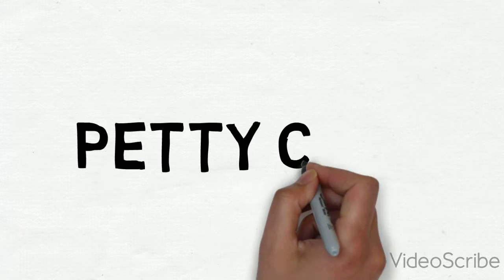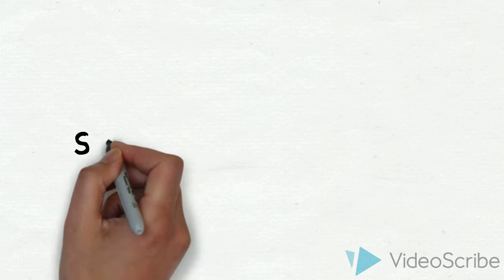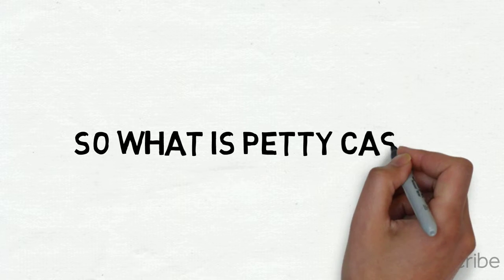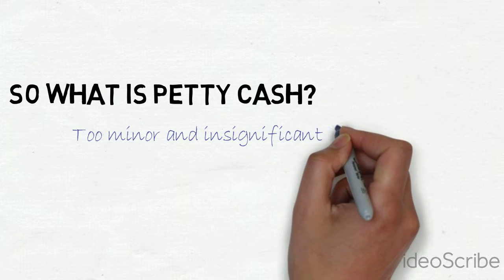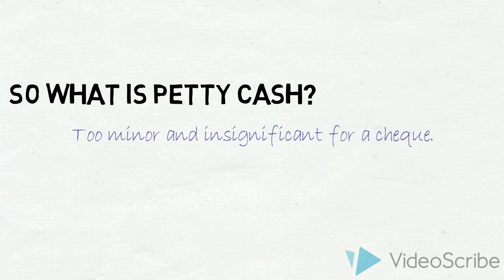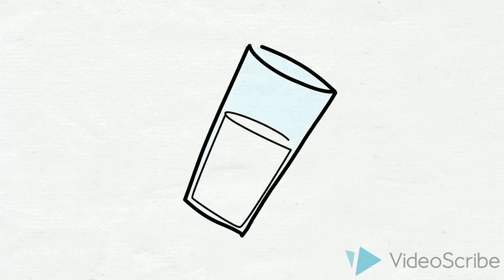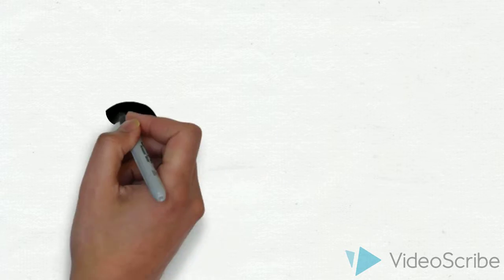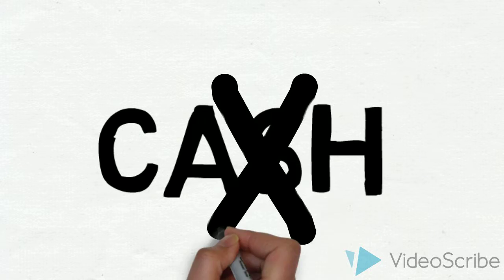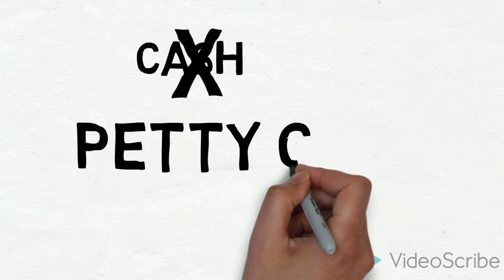Today, this screencast will look at petty cash. So what exactly is petty cash? Petty cash is a fund set up for small expenses within a business that are too small and insignificant for a cheque. It is for purchases such as postage stamps, milk, and small office supplies. It is only for minor amounts of cash, and rather than the expenses debited and credited as cash, they are debited and credited as petty cash.